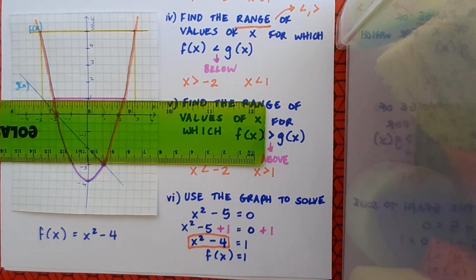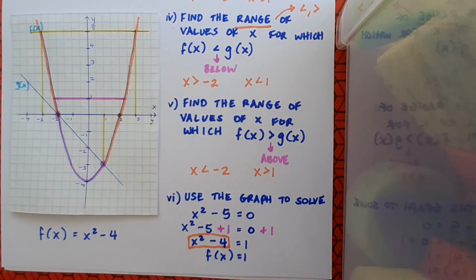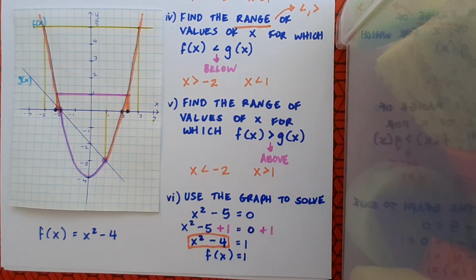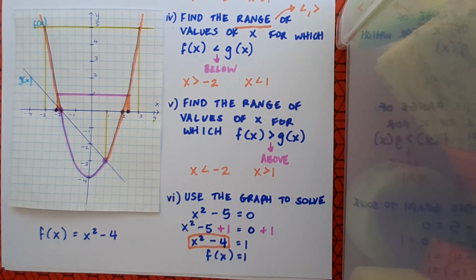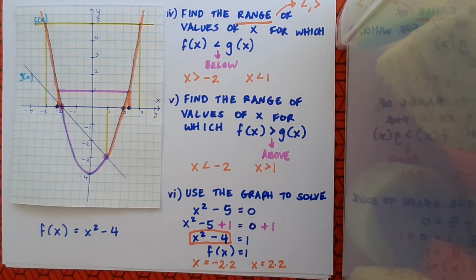So I'll draw a line through it and I go out until I hit the curve. And then I drop down to the x-axis. And where I land on the x-axis then is my solution. So I've got about -2.2 and plus 2.2. And those are my solutions for that equation.